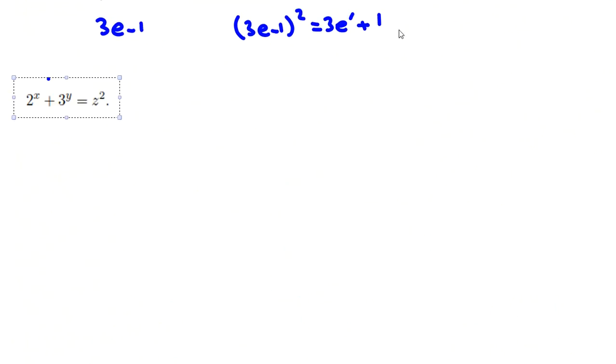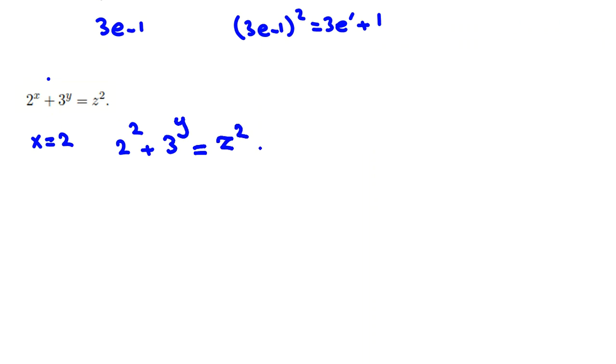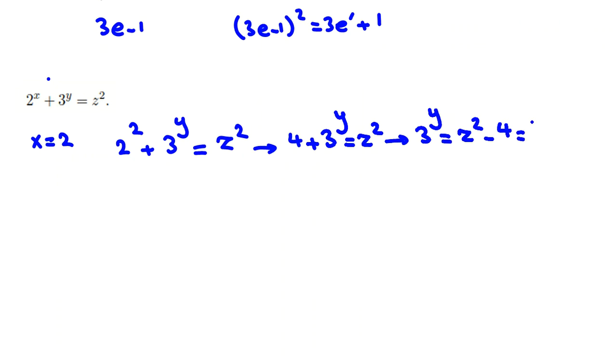Now, one case is left. We want to check the case that x equals 2. So replace x with 2: 2 squared plus 3 to the y equals z squared. Then 2 squared is 4, plus 3 to the y equals z squared. And then 3 to the y equals z squared minus 4. And then it is z minus 2 times z plus 2. Now here, we will see 3 to the y equals z minus 2 times z plus 2.